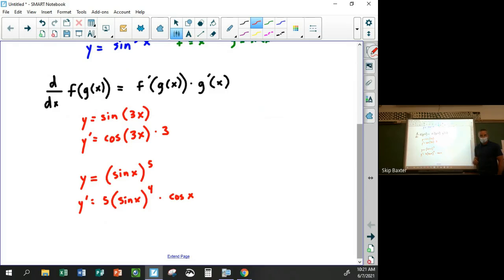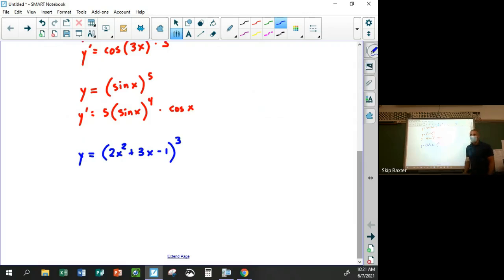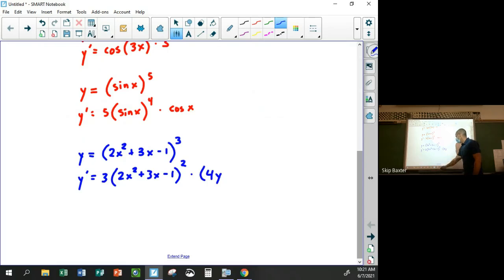And see how the chain rule works. So if it was something like y equals 2x squared plus 3x minus 1, all to the third power. Essentially, you have something to the third power. Forget about what this is. It doesn't matter what this is. It's going to be 3 times this squared. That's where you're going to start. 3 times this stuff, in parentheses, unchanged, squared. But then times the derivative of that stuff in parentheses, 4x plus 3.